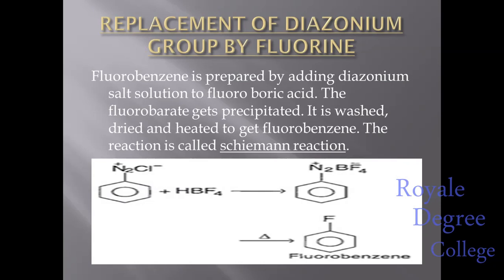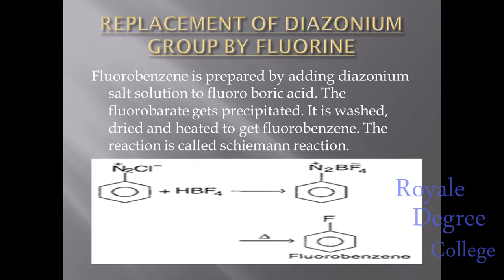Now we'll see the replacement of the diazonium group by fluorine. Fluorobenzene is prepared by adding diazonium salt solution to fluoroboric acid. The fluoroborate gets precipitated. It is washed, dried and heated to get fluorobenzene. The reaction is called Balz-Schiemann reaction. You can see the reaction here.